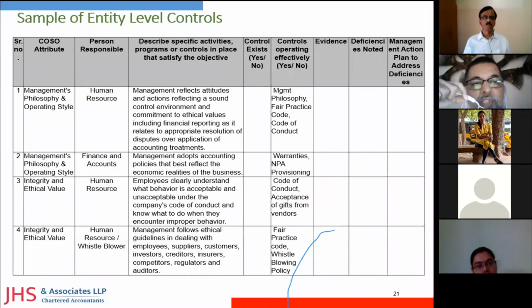So we have a serial number. We try to put in a reference to best practice, which is COSO, the Committee of Sponsoring Organizations. COSO publishes very good libraries of internal controls. You can reference your checklist along with COSO attributes. You can put in the person or the function responsible, describe the control activities, whether the control exists, yes or no, whether the control operates effectively, evidence collected, deficiencies noted, and the management corrective action plan.